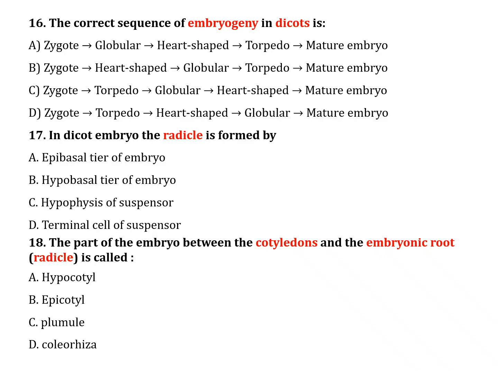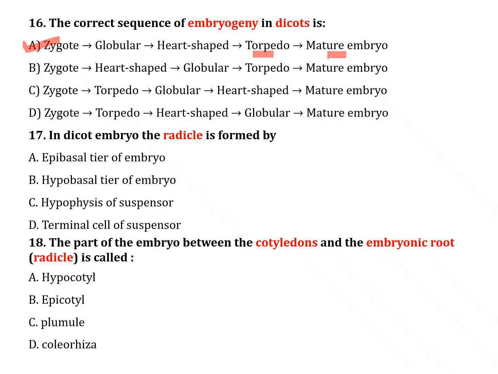The next question, number 16. The correct sequence of embryogeny, that is development of embryo in dicot, is option A, zygote, then globular, then heart-shaped, then torpedo, then mature embryo. Option B, zygote, then heart-shaped, then globular, then torpedo, then mature embryo. Option C, zygote, then torpedo, then globular, then heart-shaped, then mature embryo. Option D, zygote, then torpedo, then heart-shaped, then globular, then mature embryo. Correct answer is option A. First the zygote forms, then the globular embryo, then the heart-shaped embryo, then the torpedo embryo, then it matures.